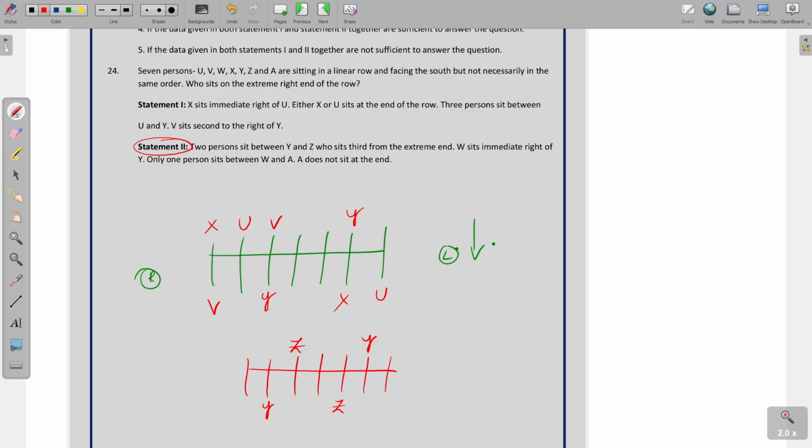So Y is placed here. And next, W sits immediate right of Y. So W will be immediate right of Y. Next, only one person sits between W and A. So W and A, one person is between, and A does not sit at the extreme end. So A will not be at the extreme end here. So A will be here. Okay, so from statement 2 already, who will be at the right end? W will be. So only 2 is the answer. We get the answer only from statement 2.